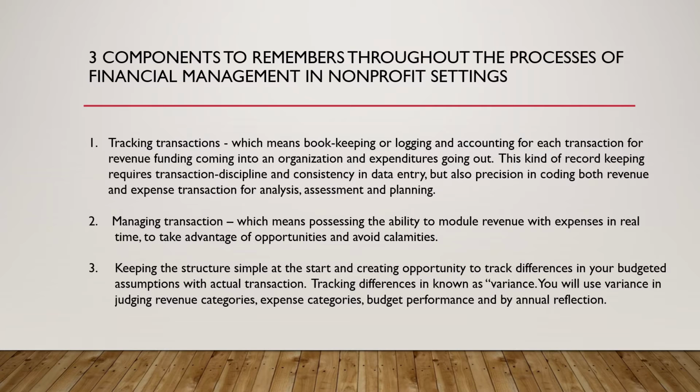Second is managing transactions, which means possessing the ability to modulate revenue with expenses in real time, to take advantage of opportunities and avoid calamities. And then the third thing is keeping the structure simple at the start and creating opportunity to track differences in your budget assumptions with what actually occurs. Tracking these differences is known as variance. And you're going to use variance in judging revenue categories, expense categories, budget performance, and biannual reflection.